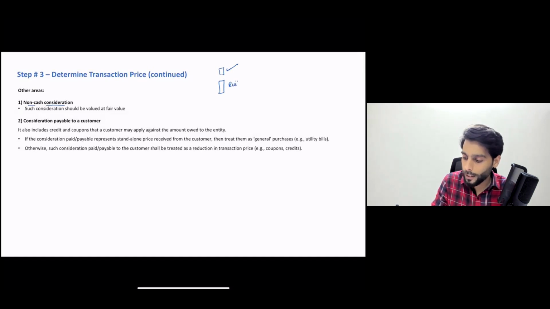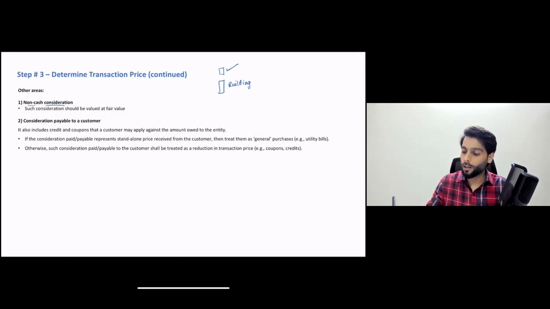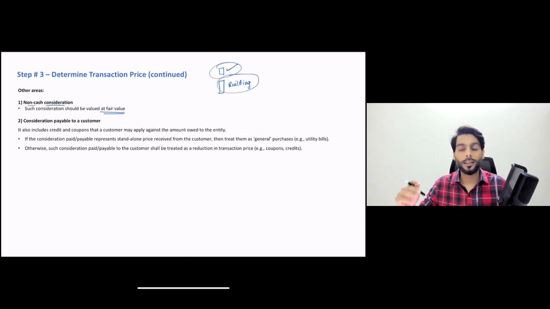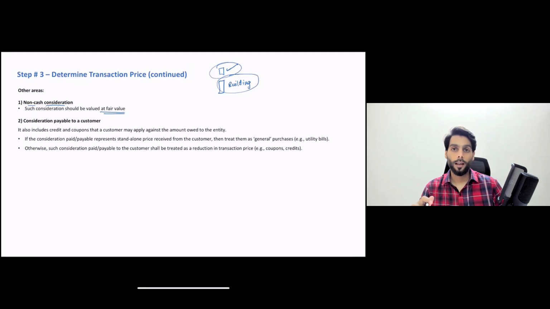You can take my building, you can take my machinery, you can take my other asset, and you give me your machinery. So it is basically a barter. Such considerations should be valued at fair value. So if you're getting a building, if you're giving a good, then just measure the transaction at fair value. That is the term that IFRS 15 would like you to say.